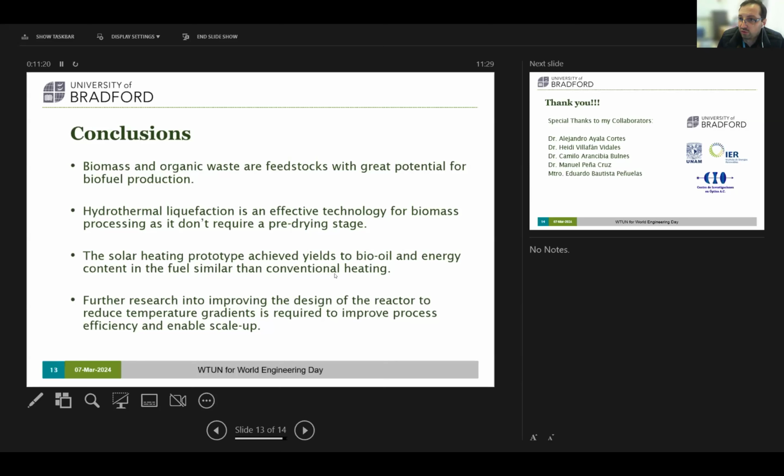And just to conclude, currently we are working on a prototype to make this process continuous. So we will have a continuous solar-heated prototype soon that we are going to test, because the aim is to increase the technology readiness level to bring it to higher TRLs.